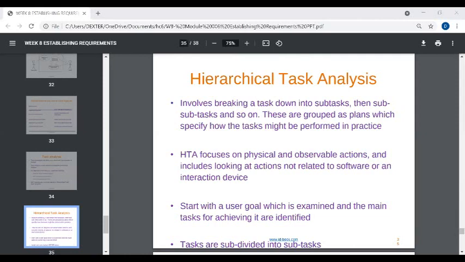HTA focuses on the physical and observable actions that are performed, and includes looking at actions that are not related to software or interactive products at all. So the starting point is a user goal. This is examined, and then the main tasks associated with achieving that goal are identified. Where appropriate, these tasks are subdivided into subtasks, and then subtasks can be divided further down to low level steps of the interaction, which may be represented in a screen sketch.